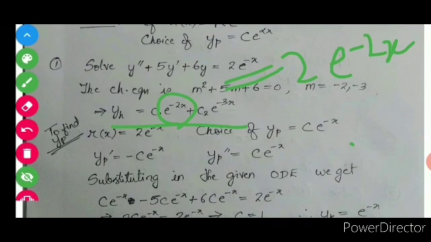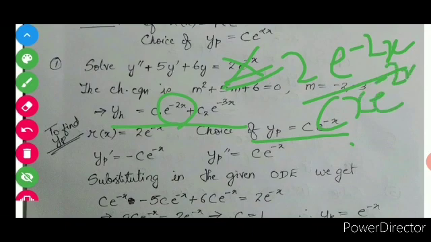If your right hand side was e raised to minus 2x, then the choice of yp will not be c e raised to minus 2x. The choice of yp will be c into x into e raised to minus 2x. The reason is e raised to minus 2x is already a part of your solution, a solution of your homogeneous part. So when you take yp, you should take it as x into e raised to minus 2x, because that has already been a part of your yh. That is what that note suggests.